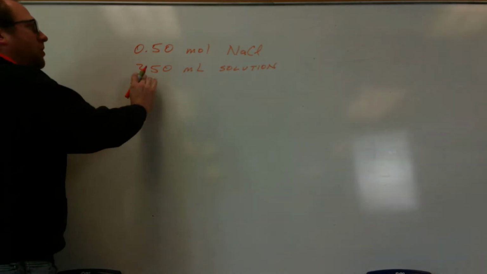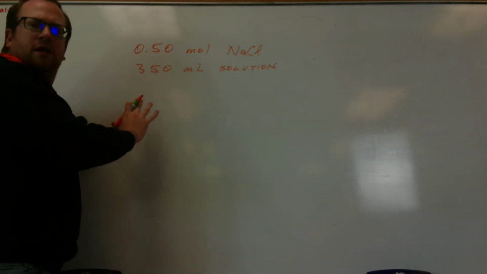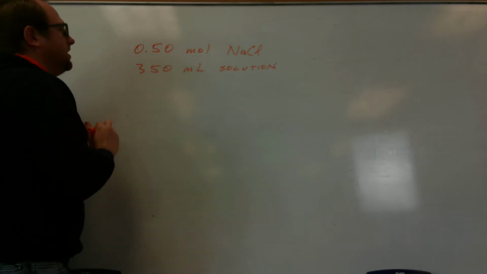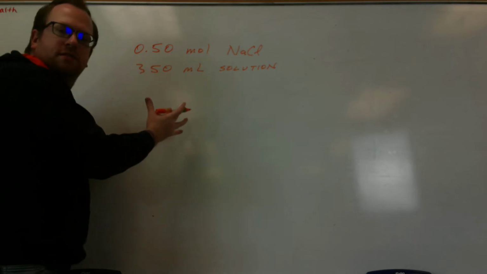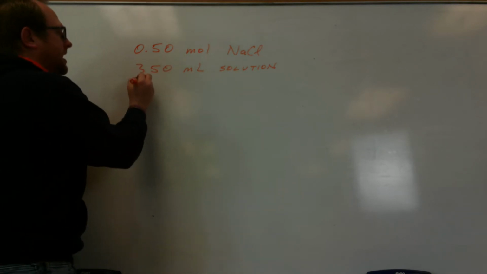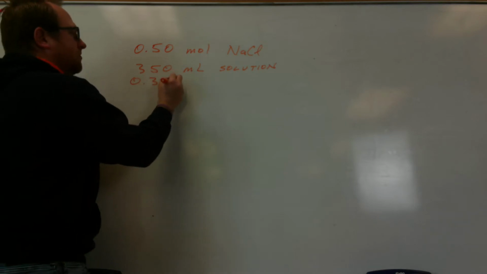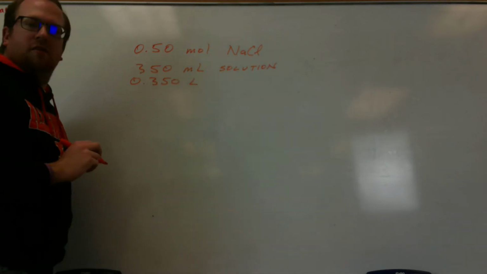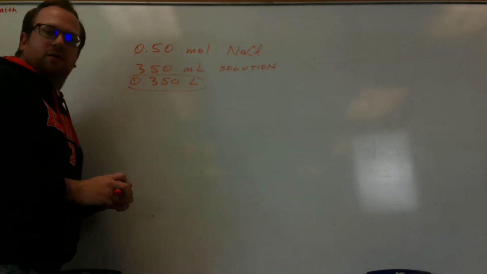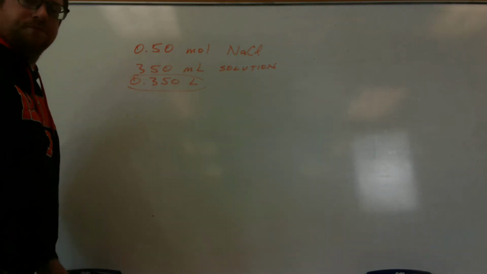Before we can put this into my equation of moles over liters, I first need to turn this into liters. There are 1,000 milliliters in a liter, so I'm just going to move the decimal point over 3 times, and that becomes 0.350 liters of my solution. And this is the volume that I'm going to use in my equation.